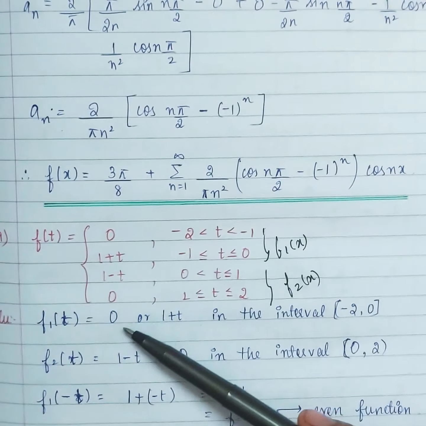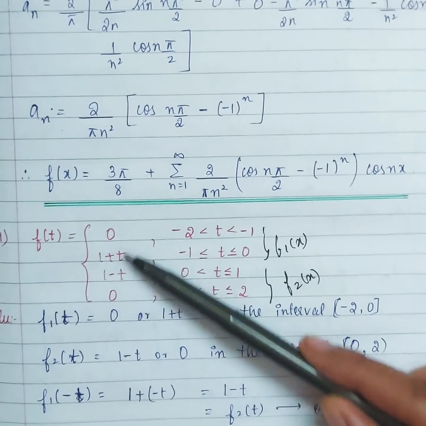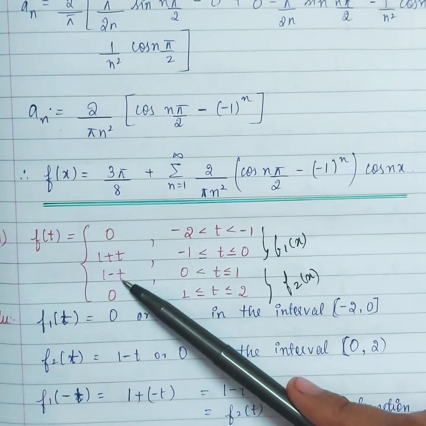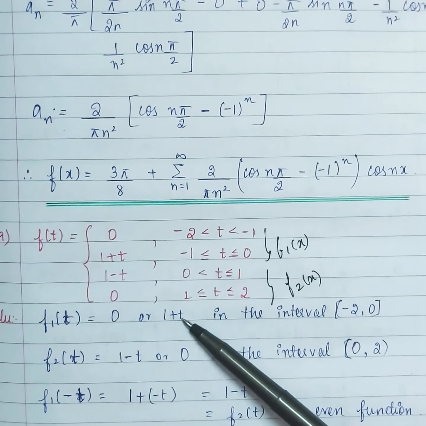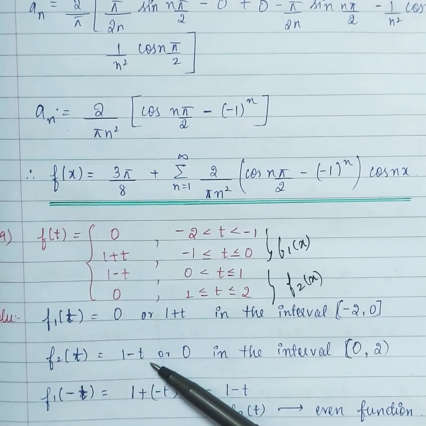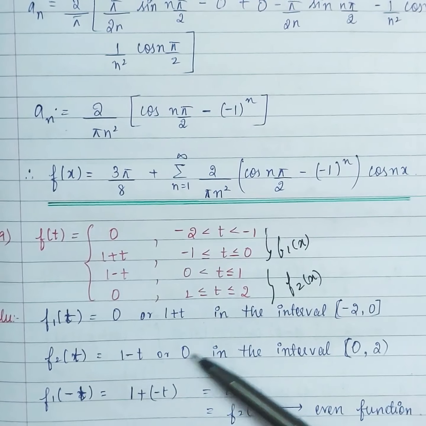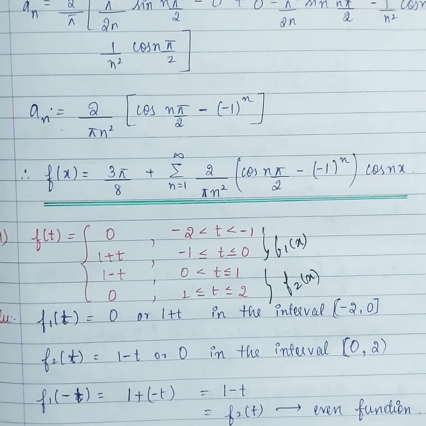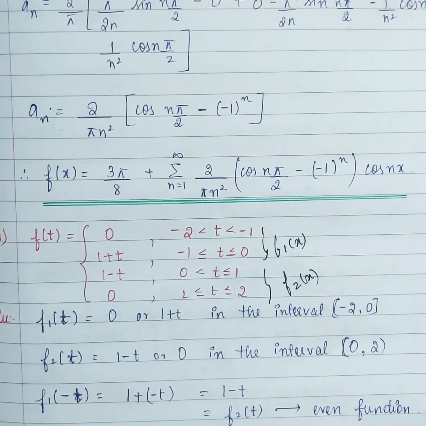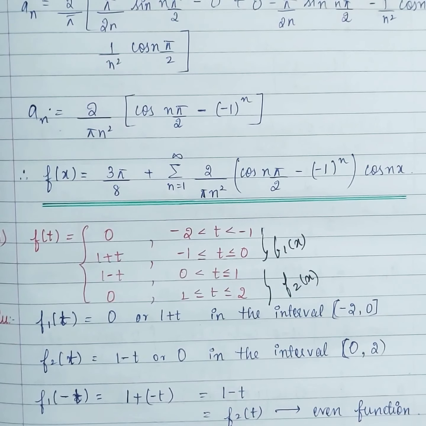So the first function takes 0 or 1 plus t, the first two terms. The second function takes 1 minus t or 0. Replace t by minus t in the first function, I am getting the second function. The other is just a constant, nothing to replace, so it's the same value. So the function is an even function. Even function means Bn is 0.